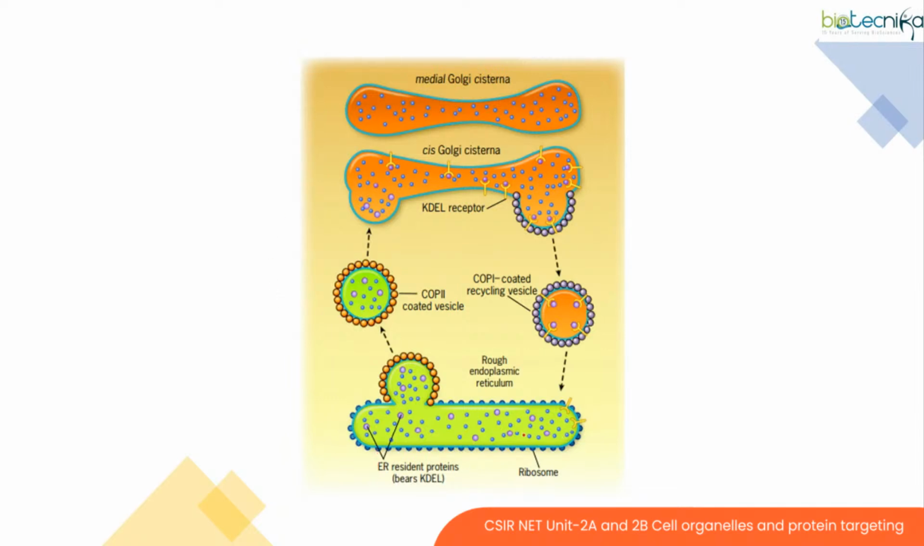This is an image that makes you understand the retrieval process. You can see that this is your endoplasmic reticulum. Obviously you have got ER resident proteins present, indicated in violet color. From here, the COP2 vesicles will be released. By mistake, it carries KDEL sequence containing proteins and releases them into the cis Golgi network. No problem, because we have got KDEL receptors present in the cis Golgi network. And from here, the COP1 vesicles will be pinched out, which carry the KDEL sequence containing protein and release it back to the ER.